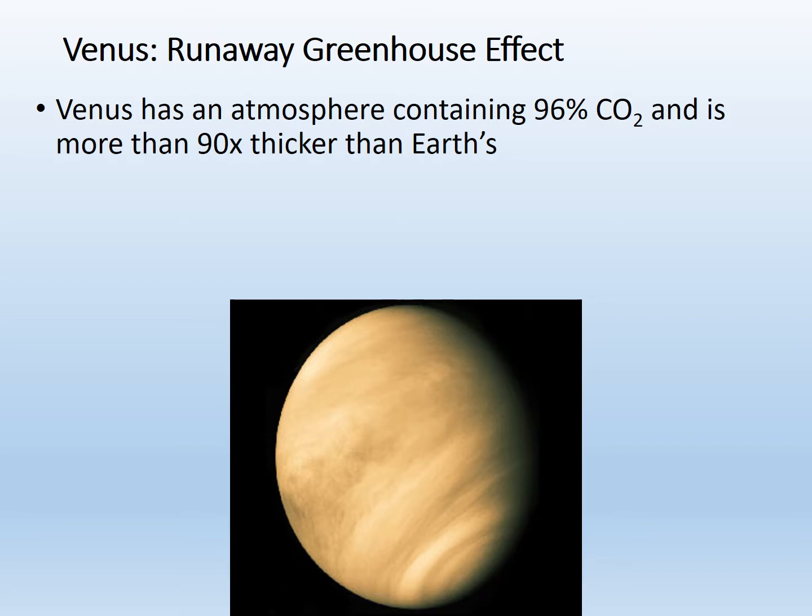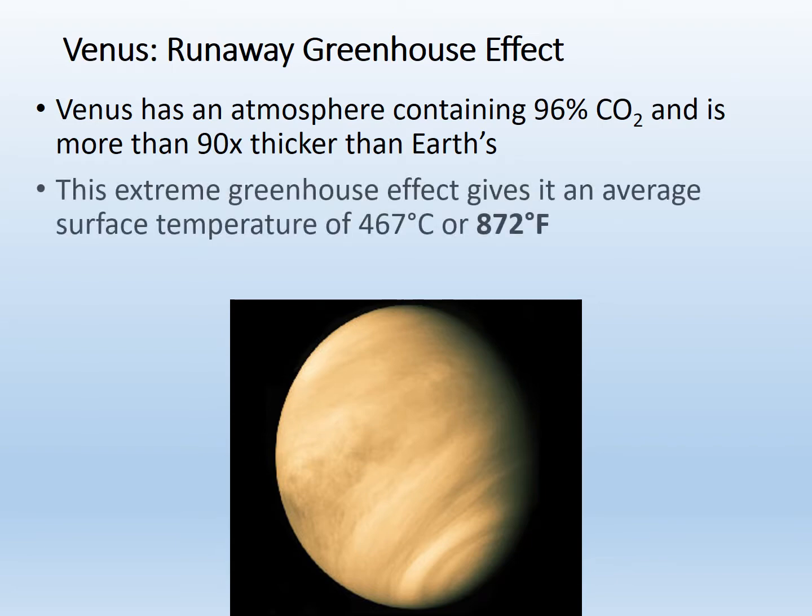In addition, Venus's atmosphere is 90 times thicker than Earth's. So this results in an extreme greenhouse effect where virtually none of the sunlight that enters Venus is able to escape. Thus, it has an average surface temperature of 872 degrees Fahrenheit.